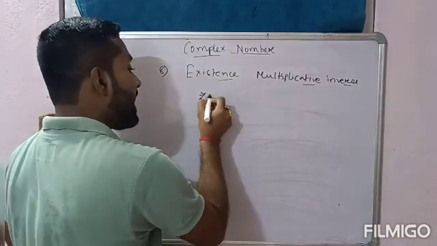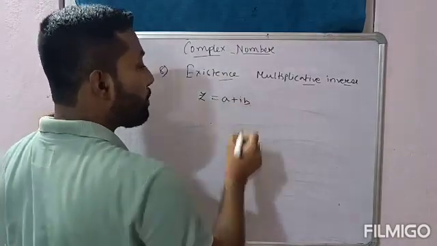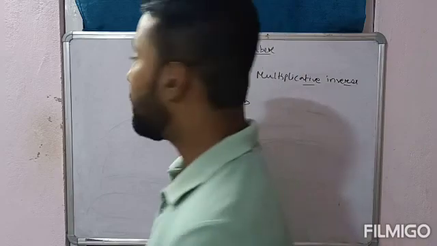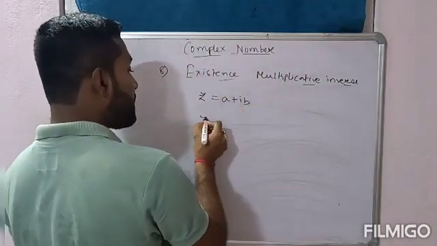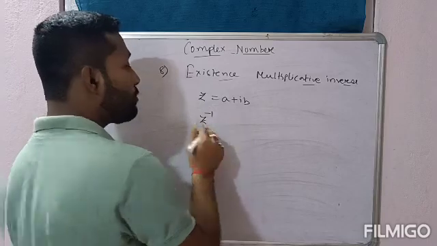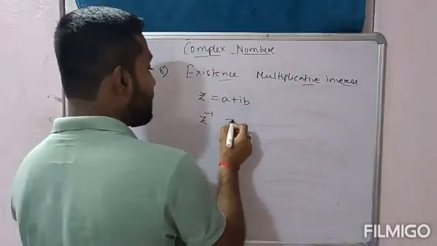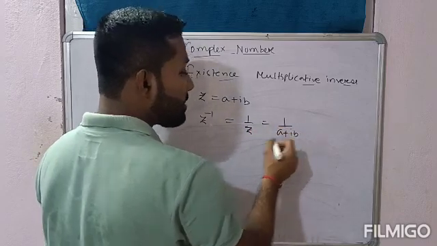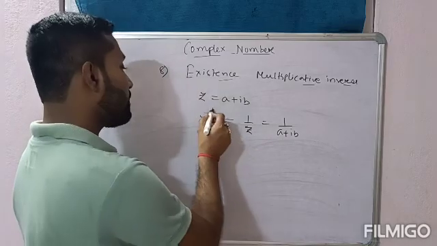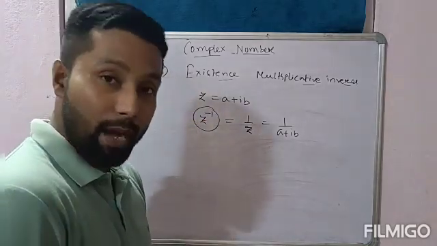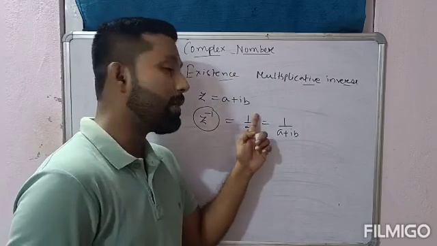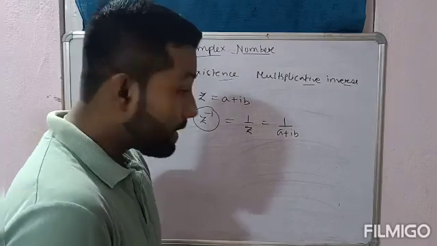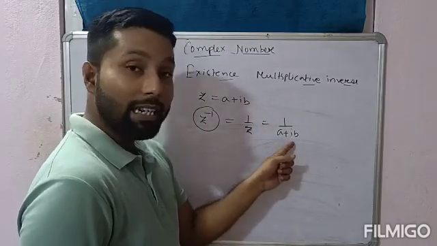Look at here, if z is equal to a plus ib is a complex number, then the multiplicative inverse of the complex number is denoted by z to the power minus 1, that is equal to 1 by z, which is equal to 1 by a plus ib. Yes or no? The multiplicative inverse of the complex number is denoted by z to the power minus 1, and we all know that z to the power minus 1 can be written as 1 by z, that is 1 by a plus ib. Okay, now since look at the denominator, i is there.